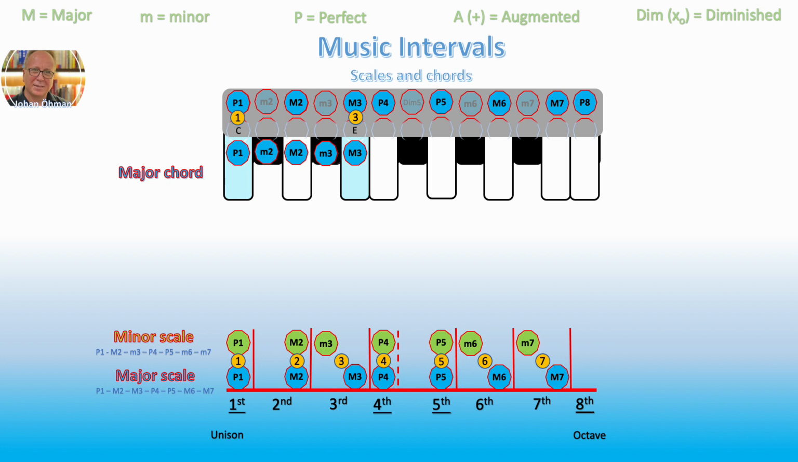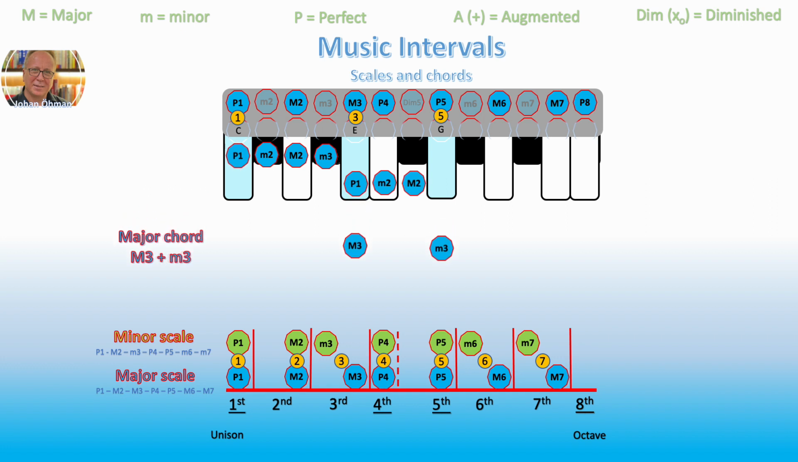Now we're going to have a formula for a major chord using intervals. The first measurement we do is from the first note to the third note in the scale, so that would be a major third in a major chord. And to get the fifth note in the chord, we start from the major third and measure the distance between the third note and the fifth note, and that would be a minor third. And the formula therefore is major third and minor third. That is the formula for a major chord.